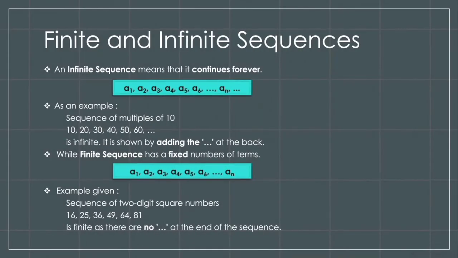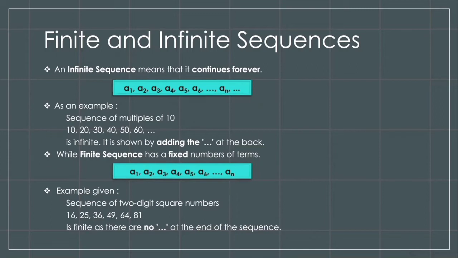Finite and infinite sequences. An infinite sequence means that it continues forever: A1, A2, A3, A4, A5, A6, An, and so on. As an example, a sequence of multiples of 10: 10, 20, 30, 40, 50, 60, and so on, is infinite. It is shown by adding the triple dots at the back.